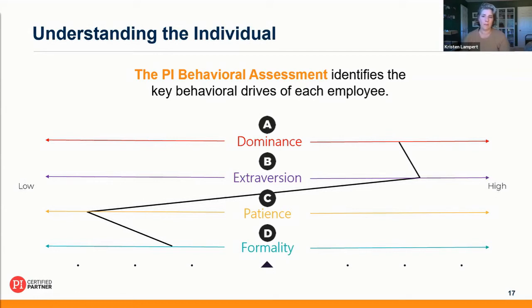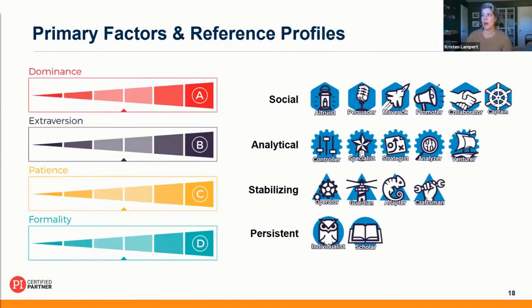And what we know with PI is that there's 17 reference profiles, and each of them sit in their own space of persistent, stabilizing, analytical, and social. We like to think of those as geographies that you can live in. So there are neighborhoods, and the actual behavioral pattern you just saw is more like your address in that neighborhood. So it gives us a very unique picture of how that person shows up.